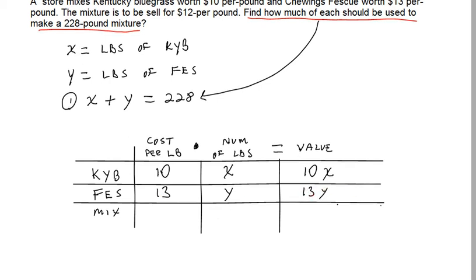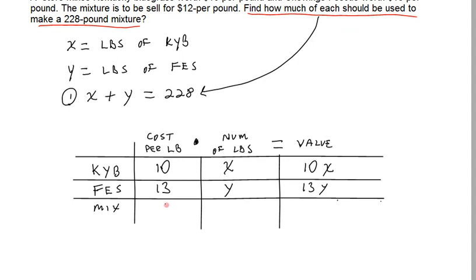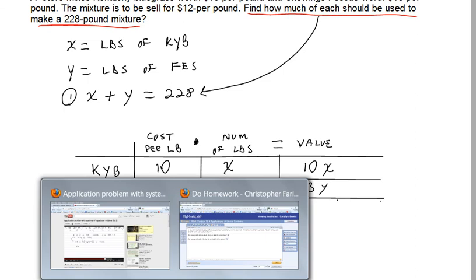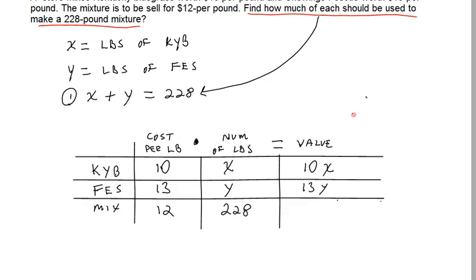And the mixture, we know that the mixture is going to sell for $12 a pound. And we know that we have 228 pounds. We don't have to put x plus y here because we know that x plus y is 228, which means that the value of the mixture is 12 times 228, and 12 times 228 is 2736.